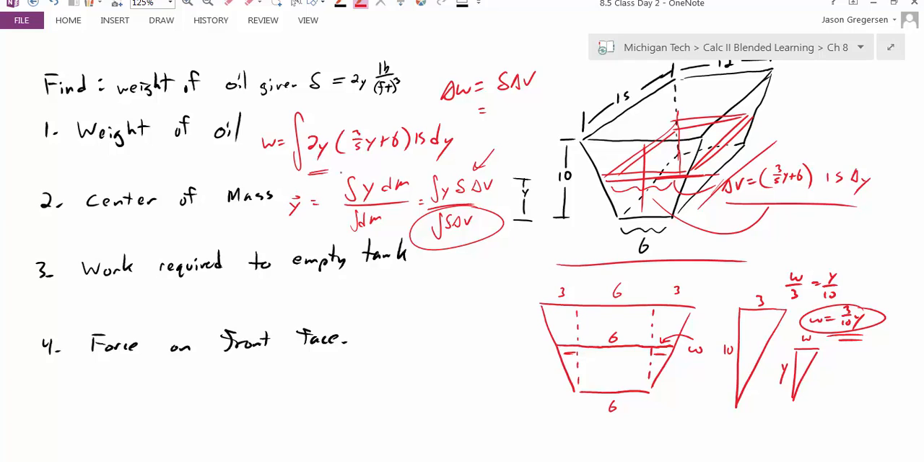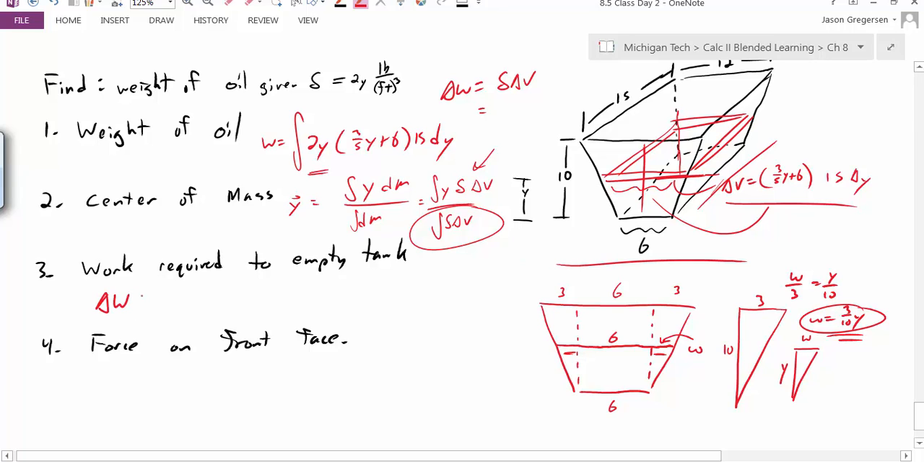The next one, the work required to empty the tank. If I think about the work just to empty one slice, and unfortunately I'm using W again here, it's my third W, I think. It should just be the distance I'm going to move the slice and the weight of the slice. So if I'm going to take this slice and move it to the top, what's the distance I'm moving it? 10 minus y. That's the distance I have to move this.